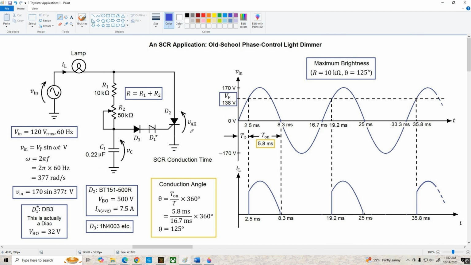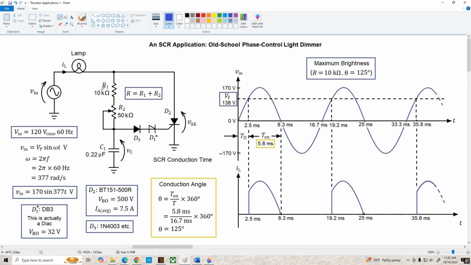Now, I'm going to start out with a qualitative description of what's going on here, so you can ignore all these equations for the time being. And let's come over here and look at this RC circuit. With a 50K pot and a 10K fixed resistor, the minimum resistance here is 10K. The maximum resistance is 60K.